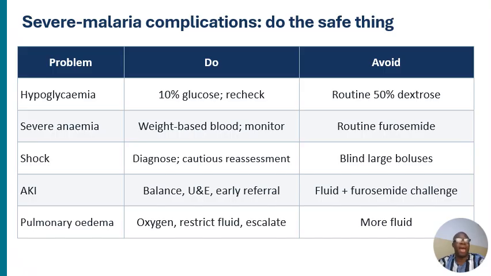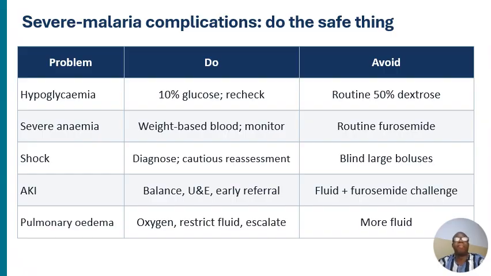For AKI, maintain accurate fluid balance, check electrolytes and renal function, adjust medicine and refer as early as possible. Call the attention of the nephrologist to this. Avoid the old blanket fluid plus furosemide challenge that we often used to talk about. For pulmonary edema, support oxygenation, restrict unnecessary fluid, and escalate.